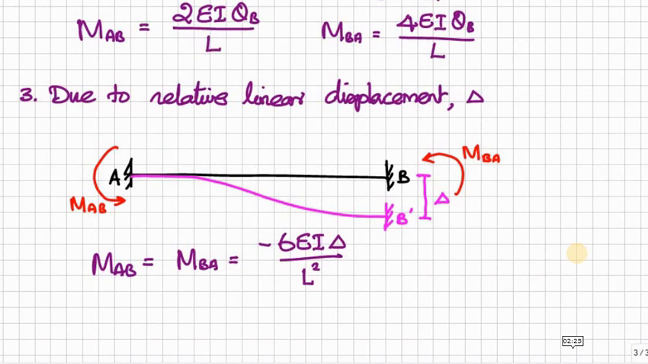So due to this sink delta, moments are induced at supports, at B as well as A. So here MAB is equal to MBA is equal to minus 6 EI delta by L square, because it created negative moment in supports.